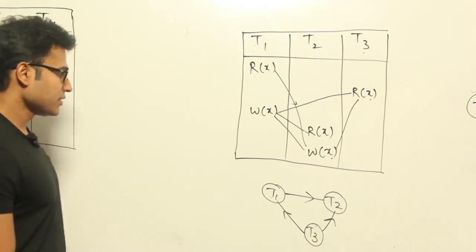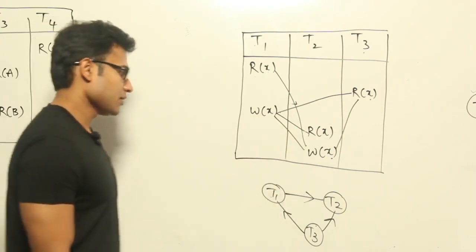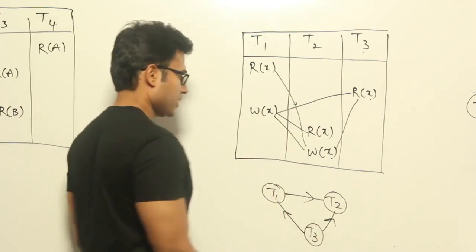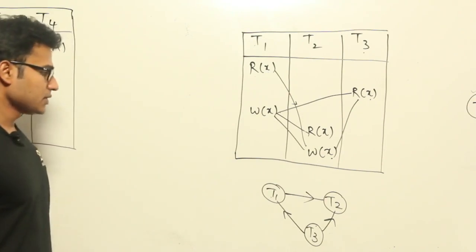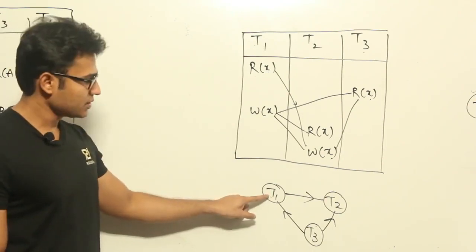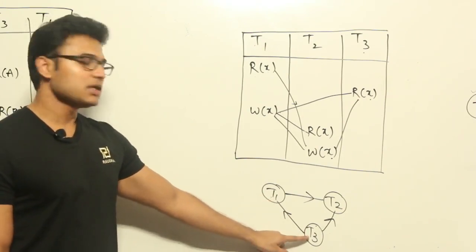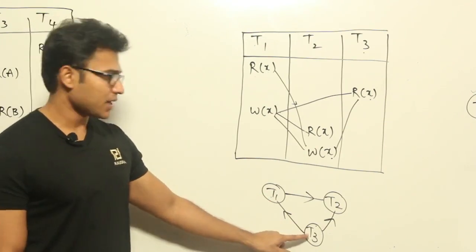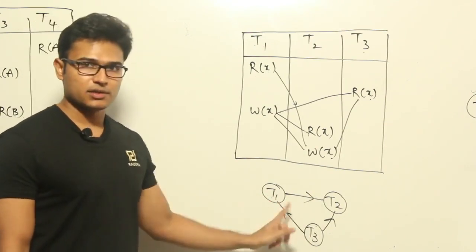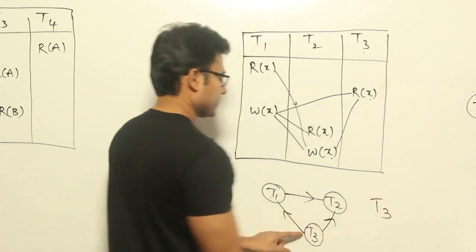Since there is no cycle, you can say that it is conflict serializable. Now what is the serial schedule to which this particular schedule is conflict equivalent? So how to find it out is to write the topological sort. Now how to write the topological sort is, see which node I should start with. Can I start with T1? No, because this edge is saying that it is depending on T3. Can I start with T3? Yes. Why? Because it is not depending on anything in the precedence graph. Therefore, I can start with T3, right?